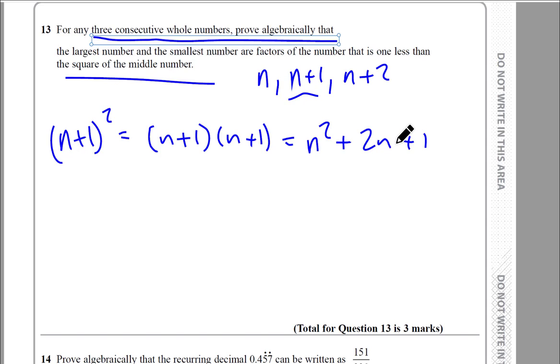Right. Now, let's multiply the smallest number by the largest number, equals n squared plus 2n. That's another method mark. Right, so if you multiply these together, they're both factors of 1 less than this. And you can see that's 1 less, so that's the proof.